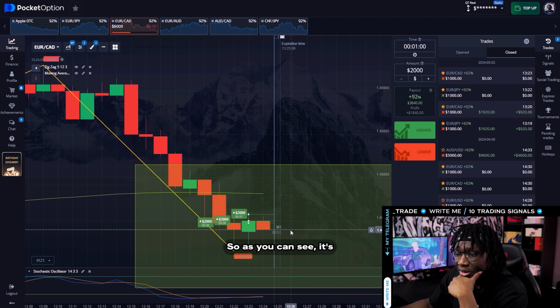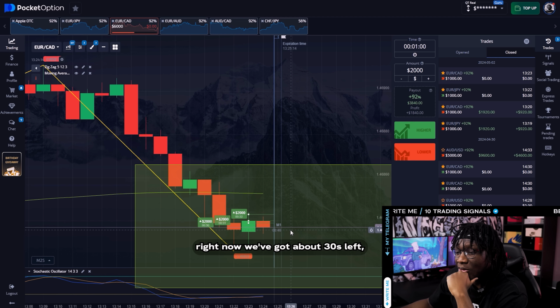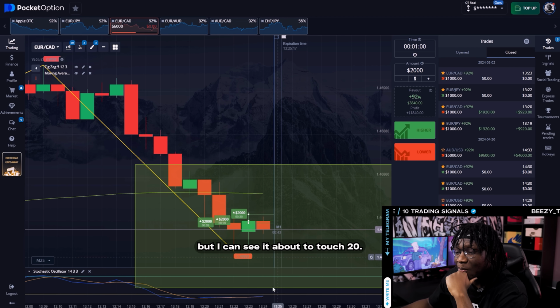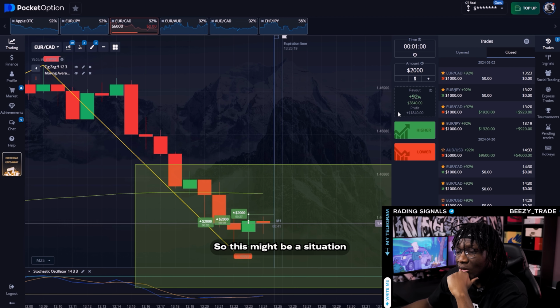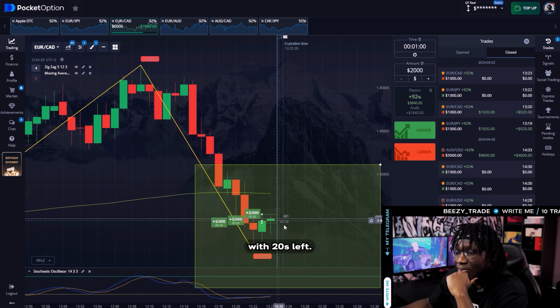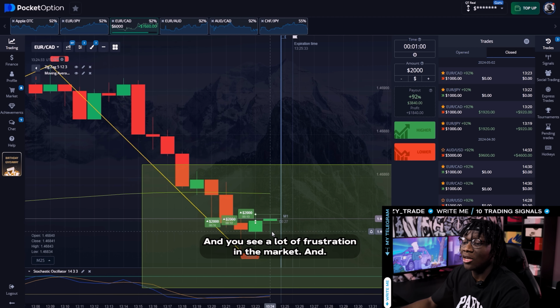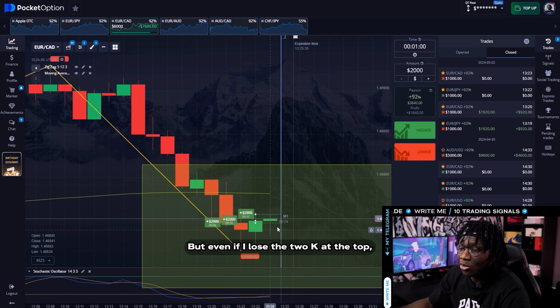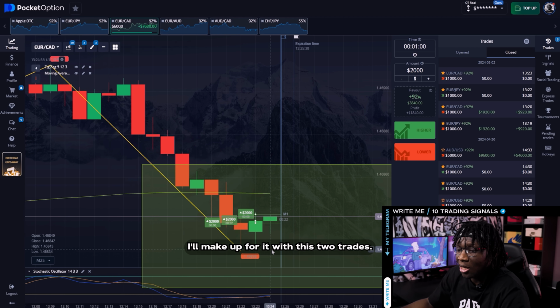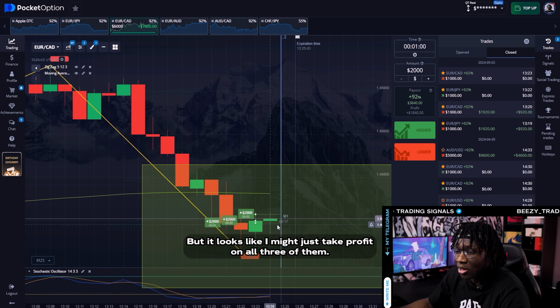So as you can see, it's not looking great for this 6K. Right now, we've got about 30 seconds left. But I can see it about to touch 20. So this might be a situation where we get bailed out a little with 20 seconds left. So come on, just touch the last price right there. You can see a lot of fluctuation in the market, but even if I lose the 2K at the top, I'll make up for it with these 2 trades. But it looks like I might just take profit on all 3 of them.